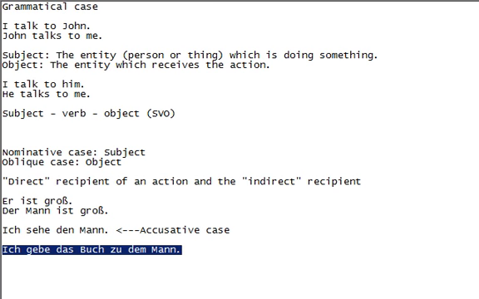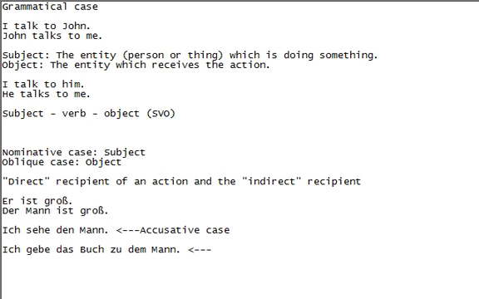And so once again, the man is the indirect recipient here because I'm not giving the man. I'm not doing anything really to him. What I'm actually doing something to is the book, das Buch, but I'm giving it to the man. And so since the man is the indirect recipient here, Buch is accusative case. Mann is dative case because he's the indirect recipient of the object.